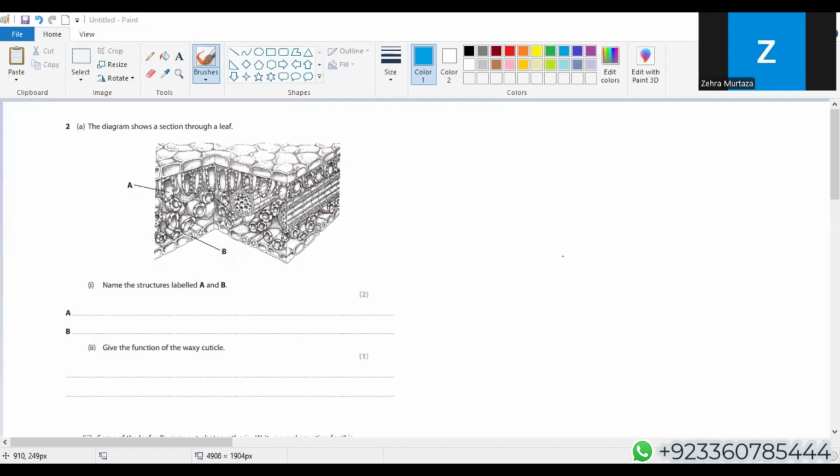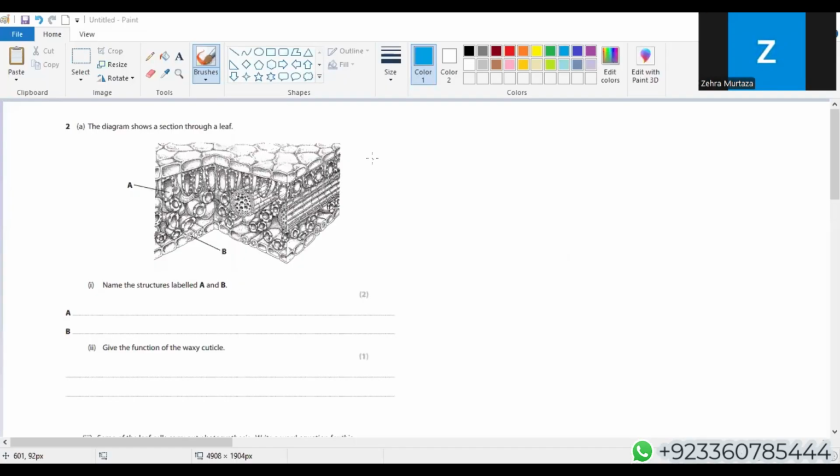I'm your teacher, Zehra Murtaza, and today we are going to solve a biology past paper related to the structure of the leaf. Okay, let's start. Just give me a second, I'm sharing my screen. I hope you all can see the screen.